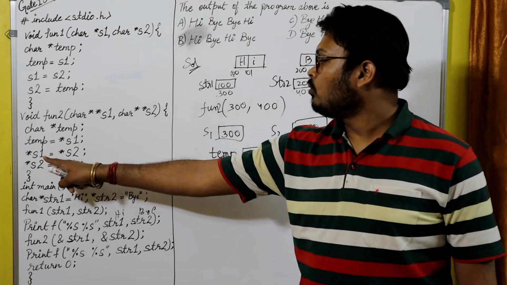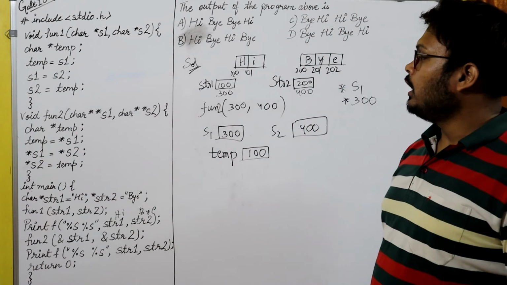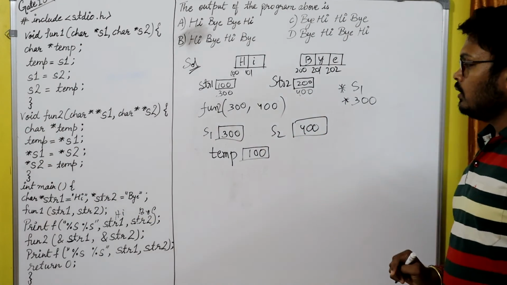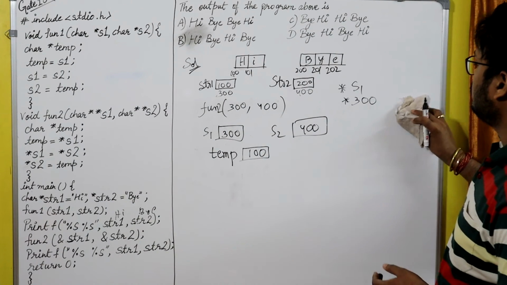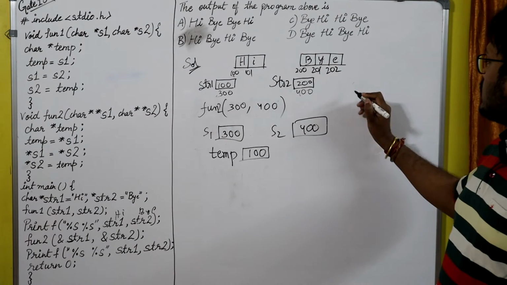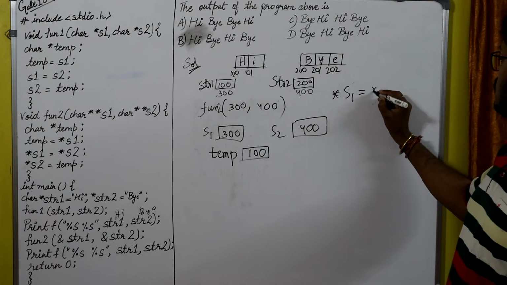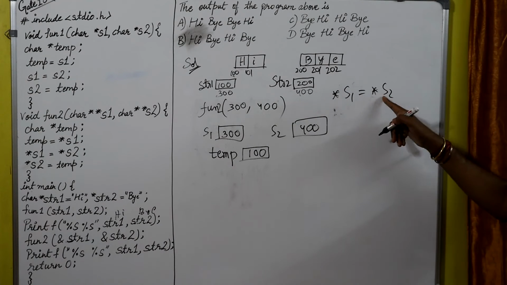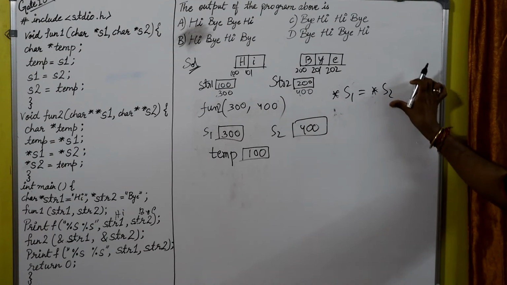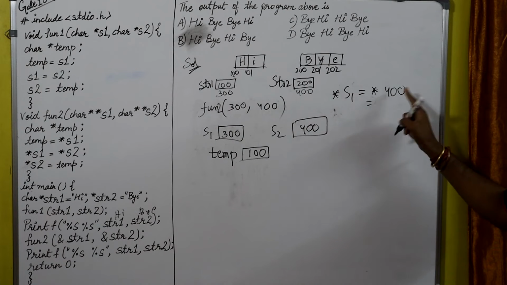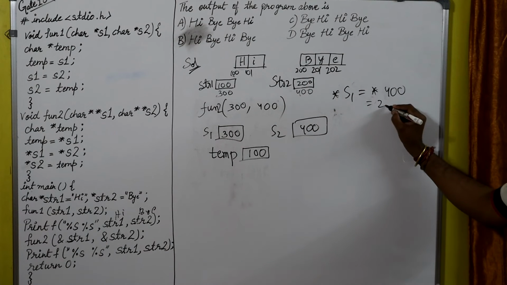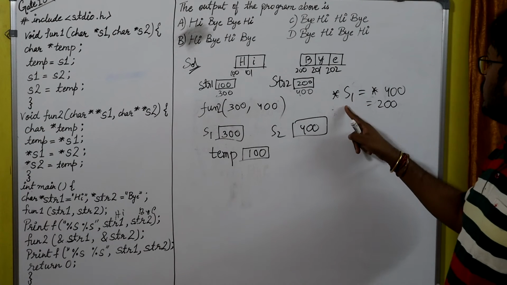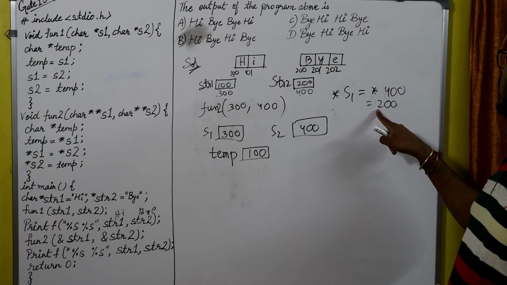So now let's come to this line. What's written here? Star of S1 is equal to star of S2. It means the value of star of S2 will be assigned to star of S1. So what is star of S2? S2 means 400, so just write here star of 400. What is star of 400? Star of 400 is 200. So 200 will be assigned to star of S1. So here you see star of S1 contains the value 200.